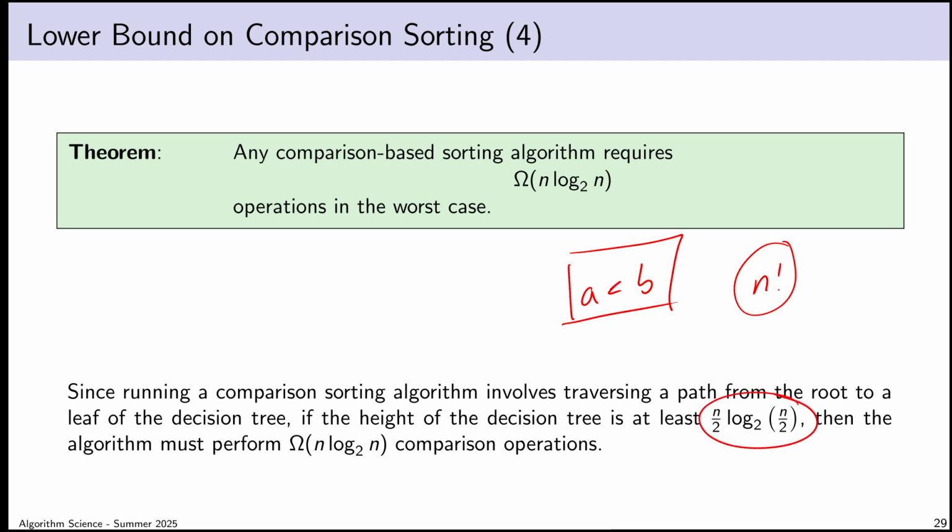Because every input that I feed into my comparison sorting algorithm runs a decision process that's equivalent to traversing the tree from a root to a leaf, if the height of the tree is equal to this, there have to be some inputs where the outcome, the leaf of the tree, is all the way down at this level, and that means the algorithm requires at least this number of comparisons and that amount of work, and that's big omega of n log n.